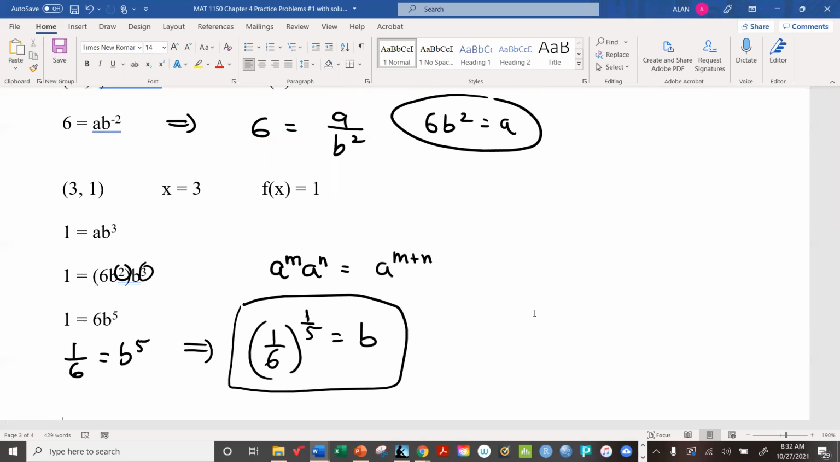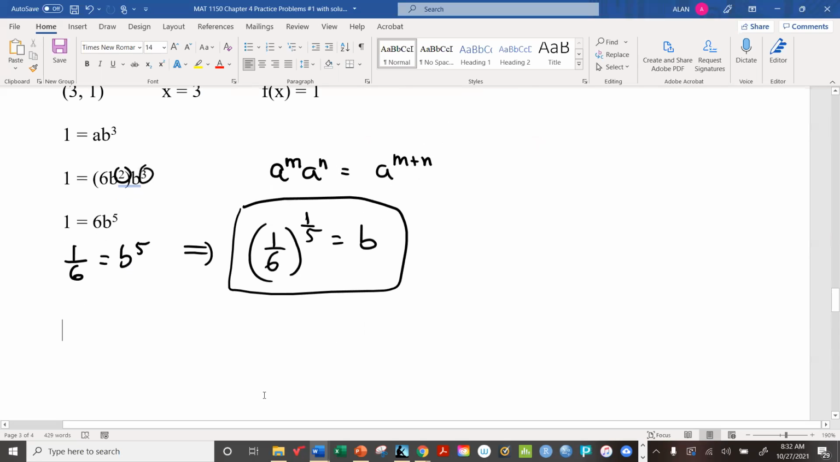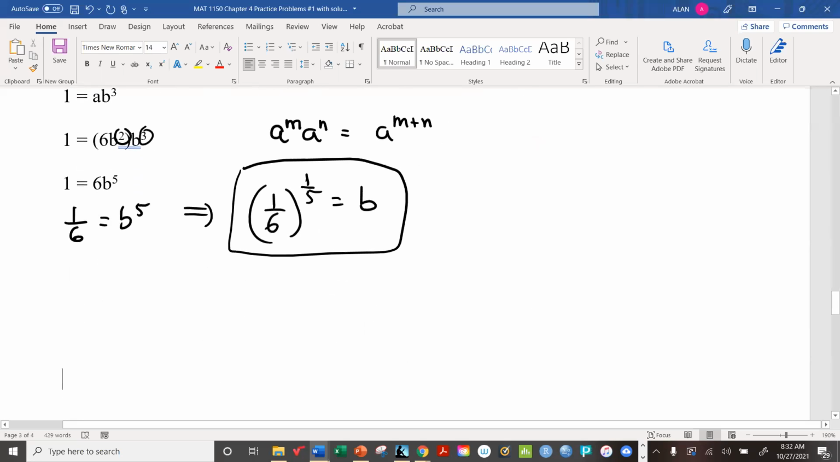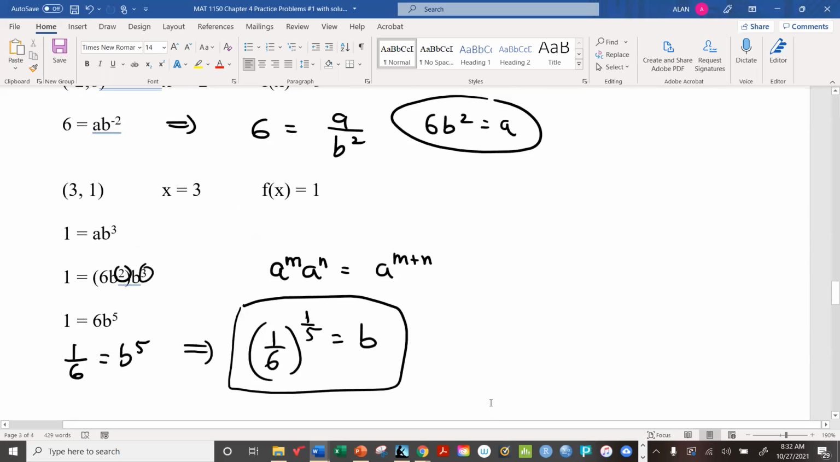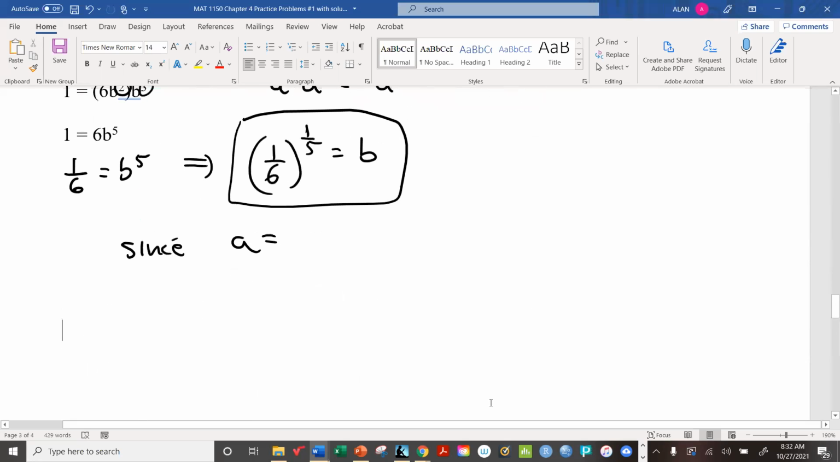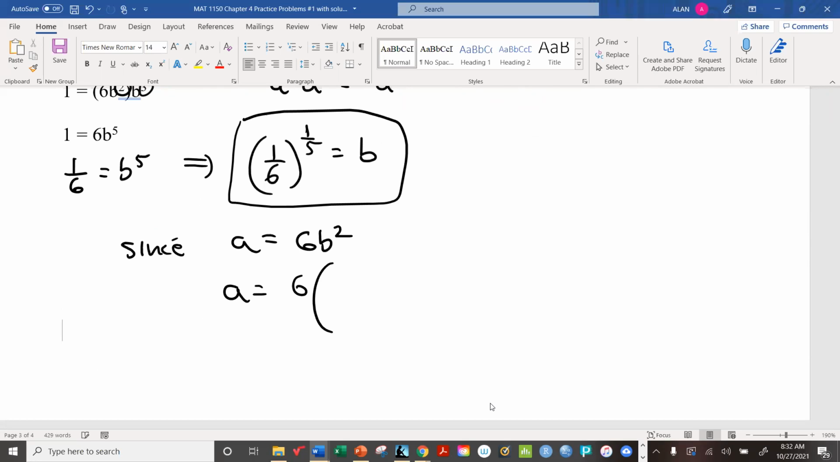Now, we already know that a is 6 times b squared. We found that from above, so let's find that now. Since a equals 6b squared, we can now write this as 6 times, oh my God.